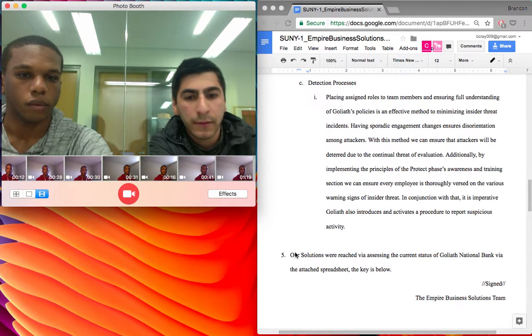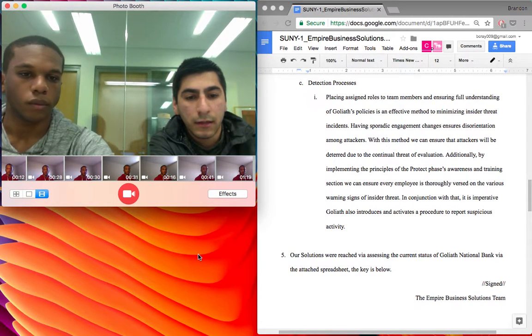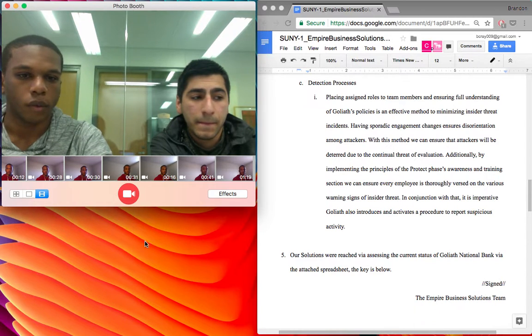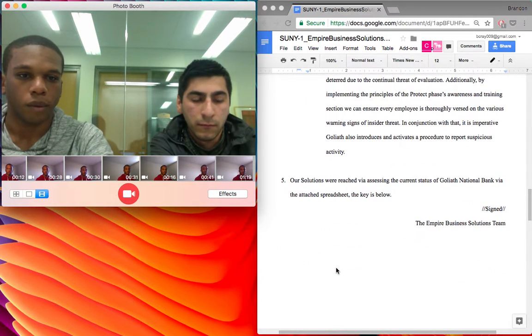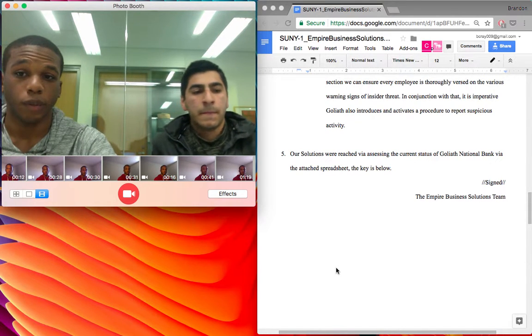Additionally, by implementing the principles of the protect phase's awareness and training section, we can ensure every employee is thoroughly versed on the various warning signs of insider threat. In conjunction with that, it is imperative Goliath also introduces and activates procedures to report suspicious activity. Our solutions are a part of Goliath National Bank and are attached to a spreadsheet below.